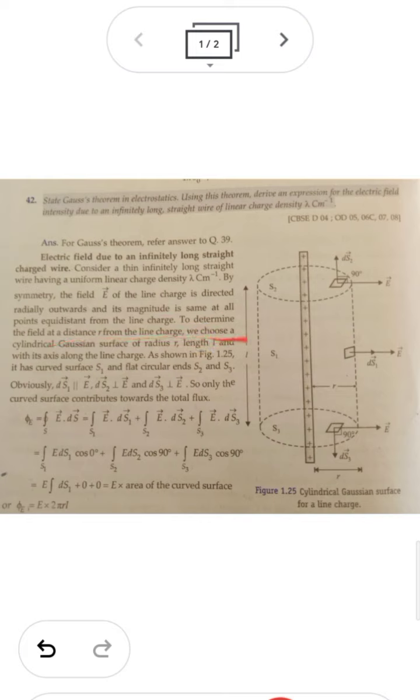To determine the value of the field at a distance r from the line charge, we choose a cylindrical Gaussian surface. This is the cylindrical Gaussian surface of radius small r and length capital L, with its axis along the line charge. It has a curved surface S1 and flat circular surfaces S2 and S3. We know that S1 is parallel to E, S2 is perpendicular, and S3 is also perpendicular. So it is making an angle of 0 degree, 90 degree, and 90 degree.